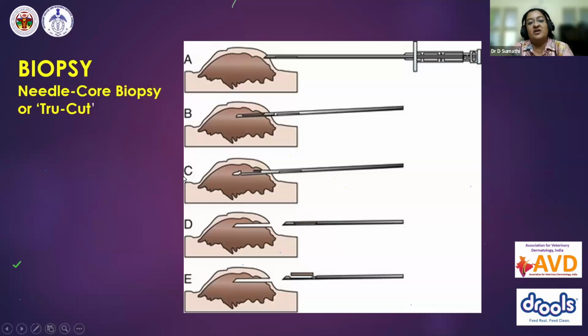Another one is the core biopsy or the true cut biopsy needles, which can be used in bigger masses where you are unable to do an excisional biopsy, incisional biopsy, or a punch biopsy. You can go with a needle core biopsy or a true cut biopsy. In this technique, it's likely that you may spill the tissue or sample into the body itself if you don't have proper experience in using a true cut biopsy needle.